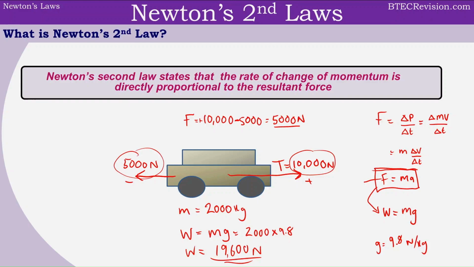Now we can plug this into our equation, F equals ma. Let's start by rearranging the force equation for acceleration, giving us a equals F over m. And we know the force is 5,000. We know the mass is 2,000. And that would give us a value of 2.5 meters per second squared.